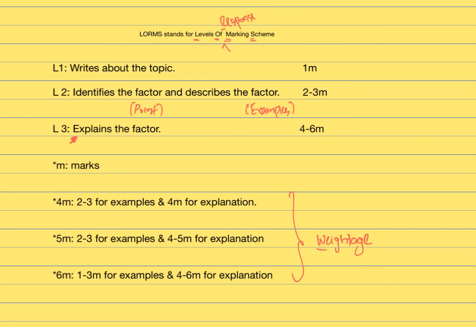So you see that the level that expands is normally the explanation level. This normally tends to expand over here, all right, rather than the L2 level, because no matter how many examples you give, history essay questions that involve explanation will require you to explain. So it's not about writing many examples that you have. And then of course the last one, 6 marks, 1 to 3 marks will be for examples. So we are a bit more generous in giving you marks for examples, while 4 to 6 marks would be for explanation.